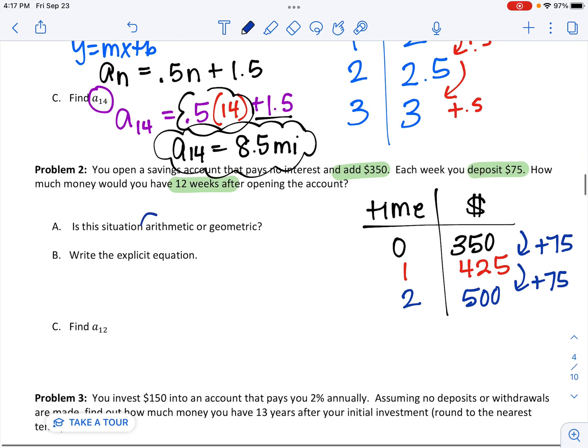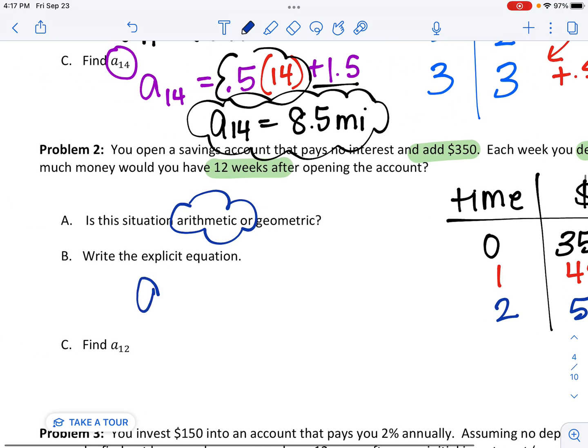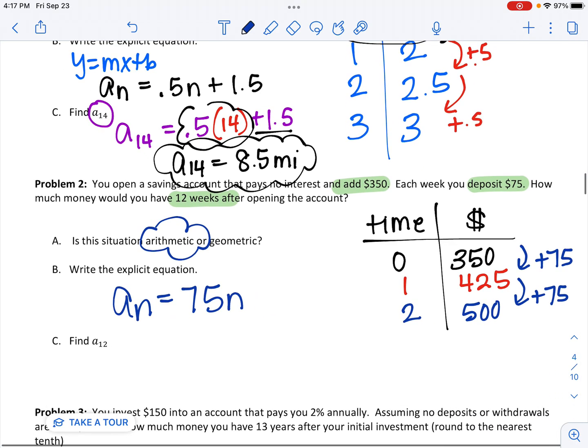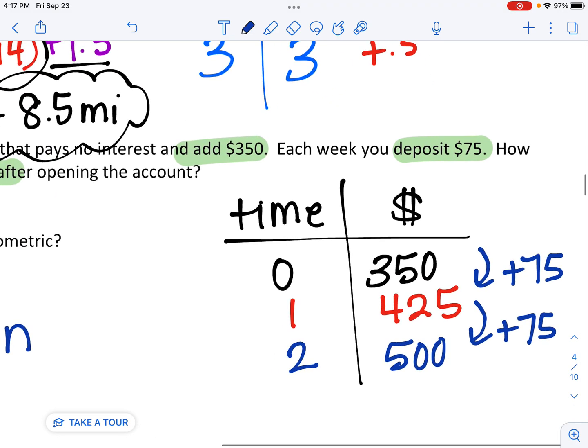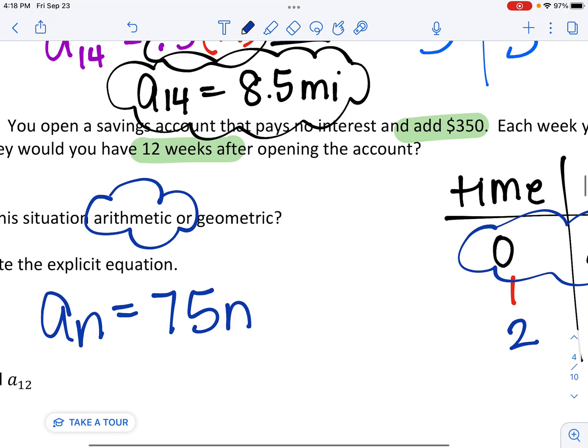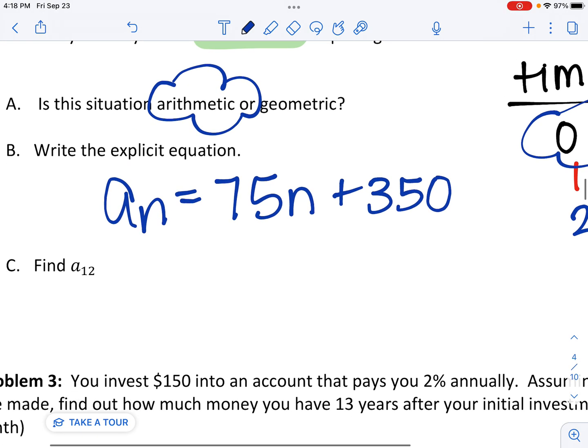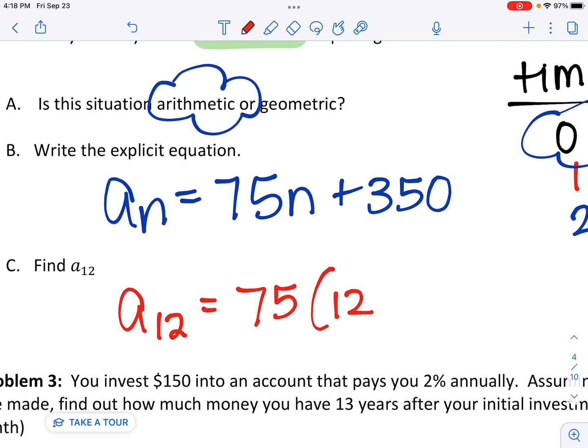So this is arithmetic. And if it's arithmetic, we need the slope and the y-intercept. So here the slope is we're adding $75 per week. And here it does give us the y-intercept at time 0, so plus 350. So there's the explicit equation, which means to find a sub 12, we could just plug in. For the 12th week, it'd be $75 per week for 12 weeks, plus the $350, and then you would get the total amount.